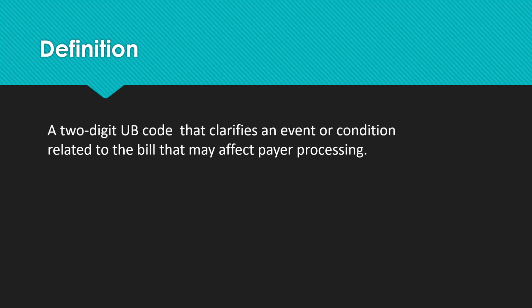Condition code. A two-digit UB code that clarifies an event or condition related to the bill that may affect payer processing.